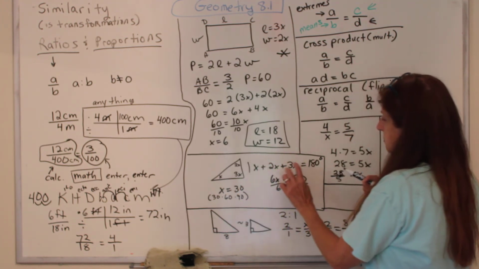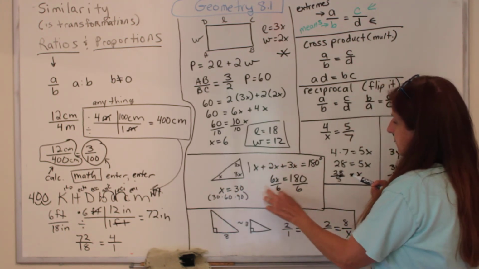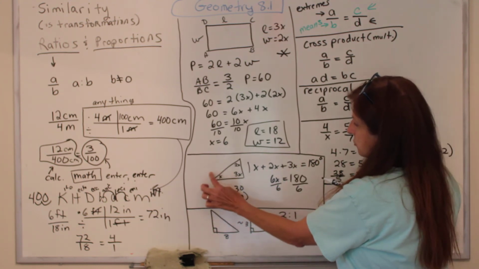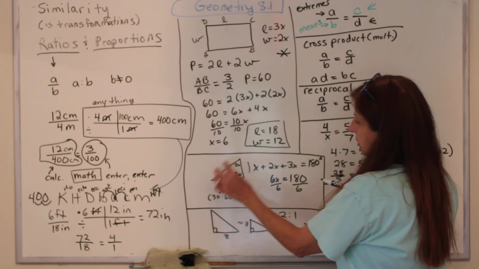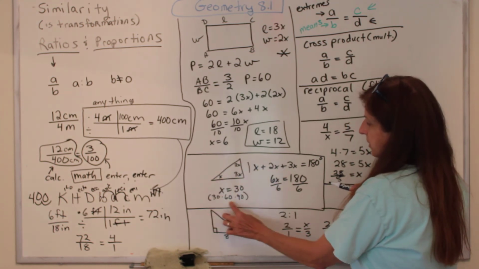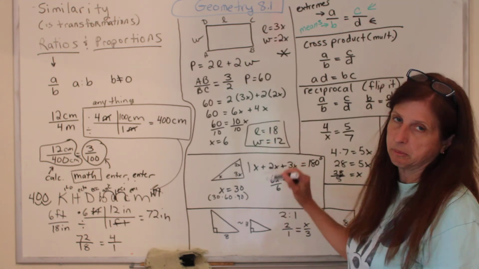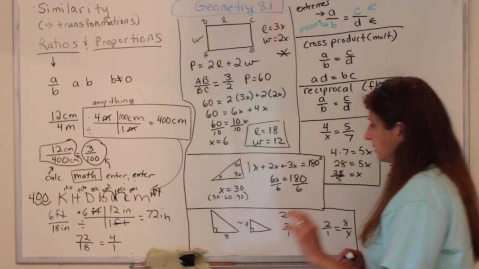Understood, 1x plus 2x plus 3x is 6x. Divide both sides by 6, and you get x equals 30. So this triangle, this angle is 30, that one's 60, that one's 90. 30, 60, 90, and that's a very classic triangle. When we get to trig, I'll explain to you why it's considered a classic triangle.